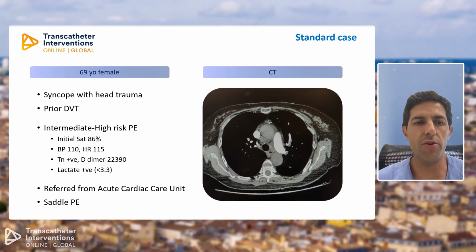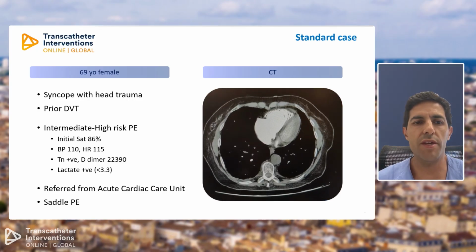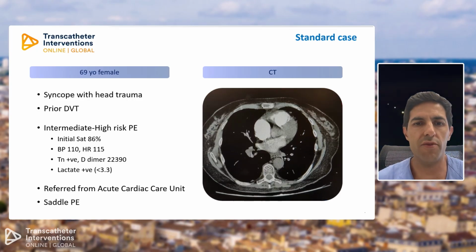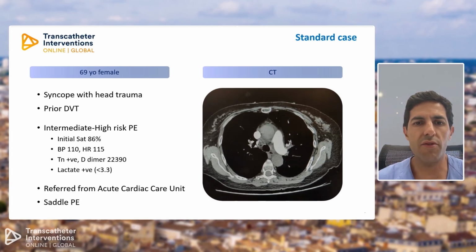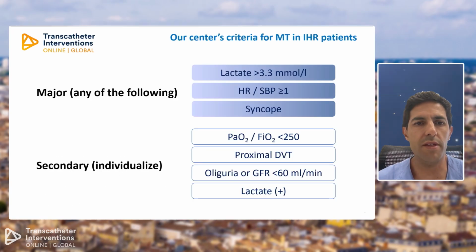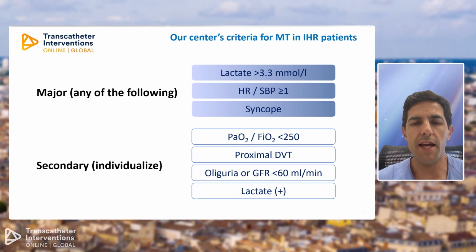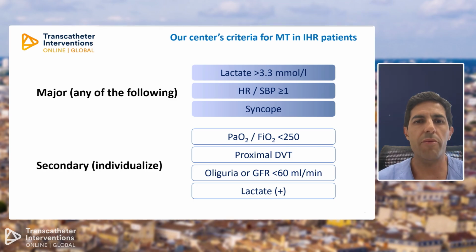It was actually 1.7. She was referred from the acute cardiac care unit, and if you can have a look at the CT, you will see that there's a lot of trauma there, subtle PE actually. So this is the way that we decide over these intermediate to high-risk patients. Maybe now with the HI-PEITHO and the ongoing trials, we will have to revise these criteria.